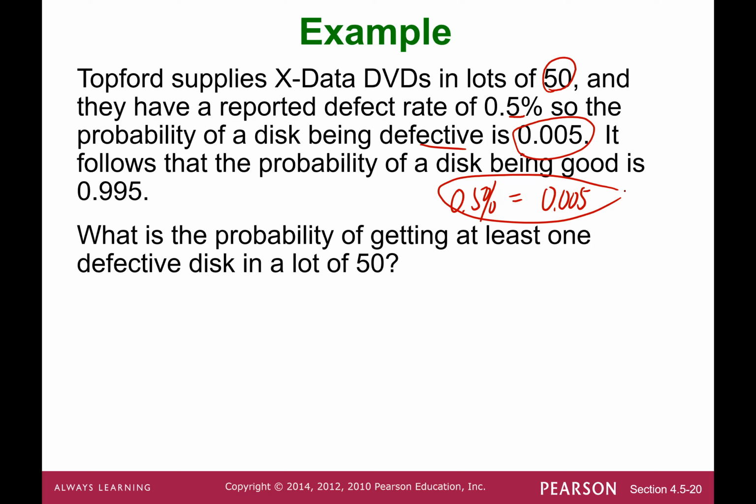So now you want to think about this. What is the probability of getting at least one defective disk? Meaning one defective disk, 2 defective disks, 3 defective disks, all the way to 50 defective disks. And that's a lot of work, right? So that's why you don't go directly here. You probably want to do the complement. So we know that the complement is none. None of them are defective.